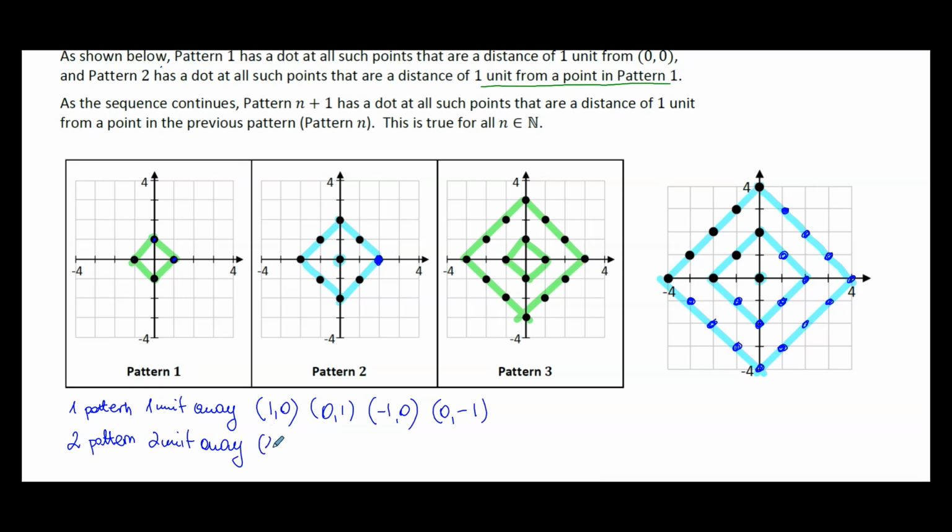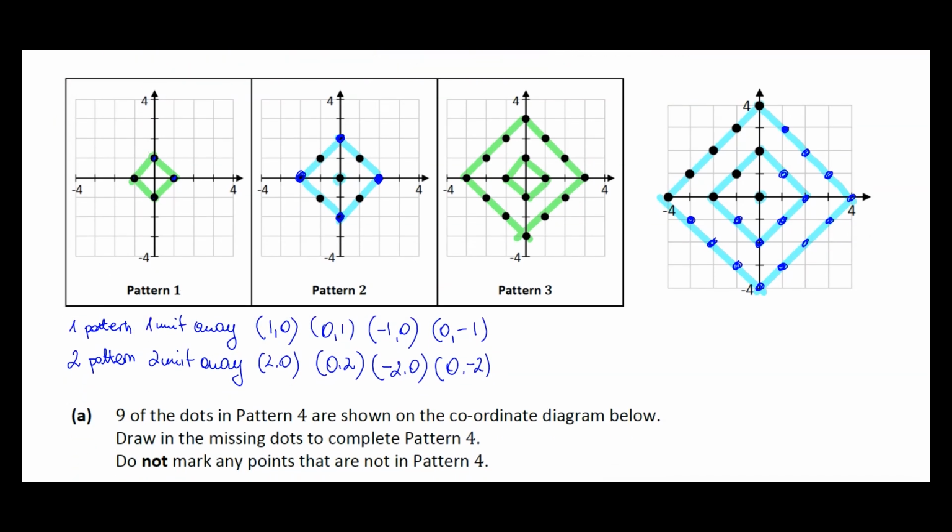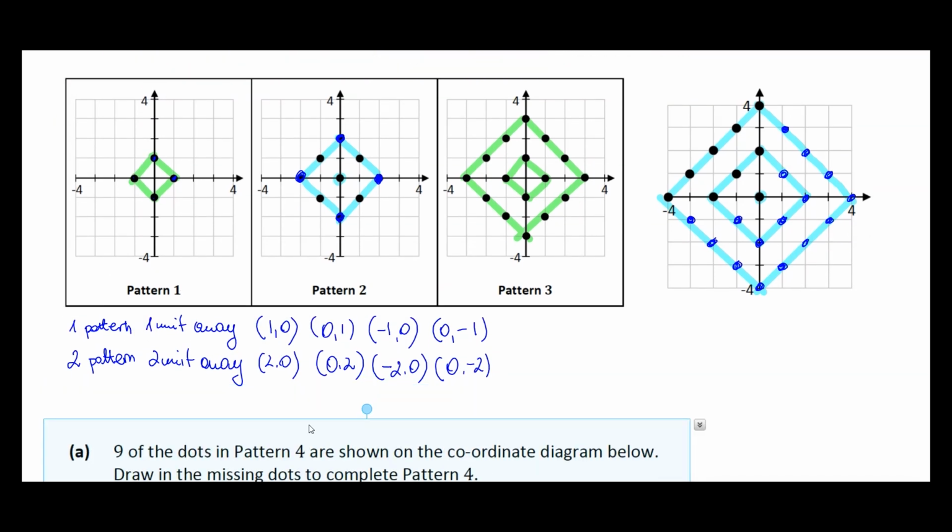2 and 0. Then this point here will have coordinates what? 0 and 2. Then this one here will have coordinates -2 and 0. And this one here will have coordinates of 0, -2. Following the same logic. Now let's take that a little bit down.